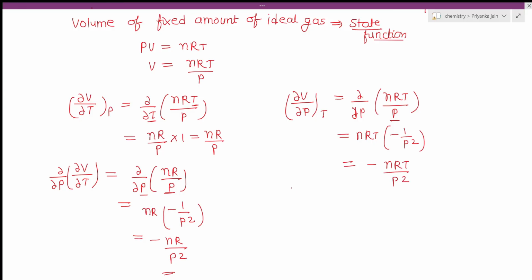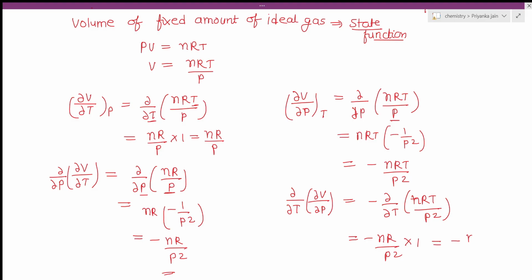Now do its second differentiation. So del upon del T of del V upon del P. This will be equal to del upon del T of minus nRT upon P square, with the minus term taken outside. nR upon P square will be a constant, so put it outside, and the differentiation of temperature with respect to temperature will be equal to 1. So this term comes minus nR upon P square. So you can see on both sides we are getting the same value. It means this is following Euler's Reciprocity Theorem. So we can say volume is a state function.